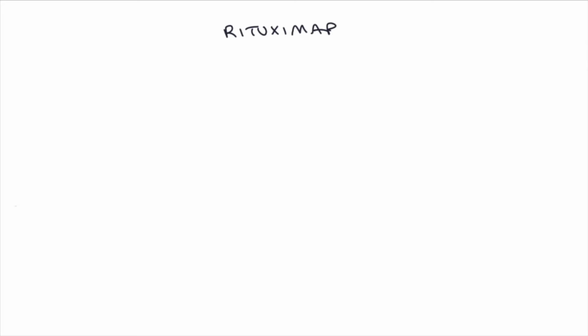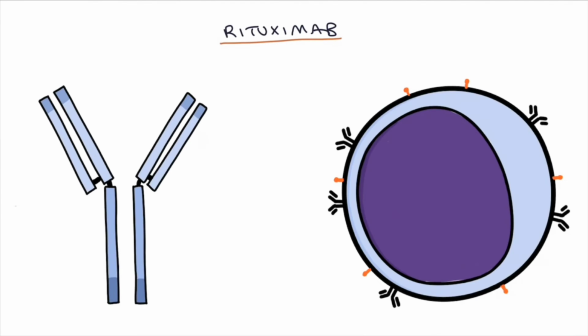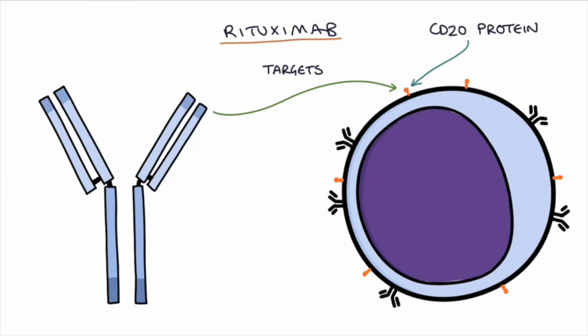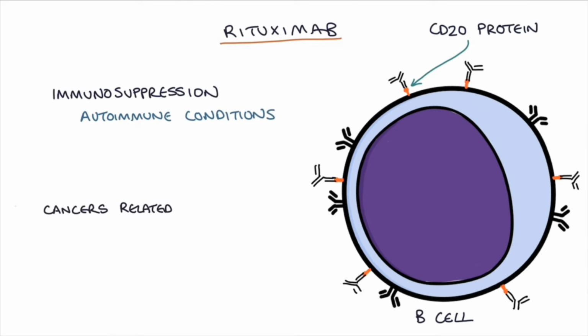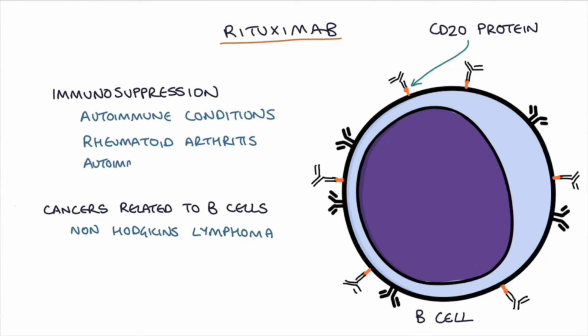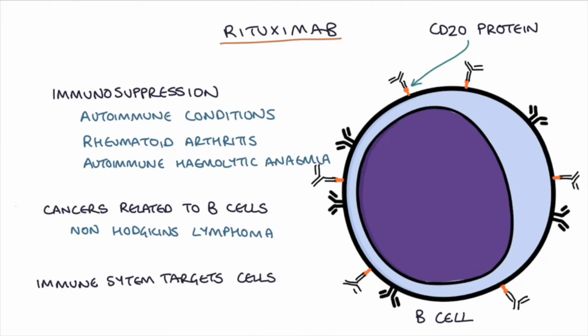Firstly, we'll start with Rituximab. And this is a monoclonal antibody that targets the CD20 protein on the surface of B cells. And it's used for immunosuppression for autoimmune conditions and cancers related to the B cells. So it's used in conditions like non-Hodgkin's lymphoma, rheumatoid arthritis, and autoimmune hemolytic anemia. And it causes the immune system to target those B cells that are associated with that CD20 protein, and reduces the function of those cells.